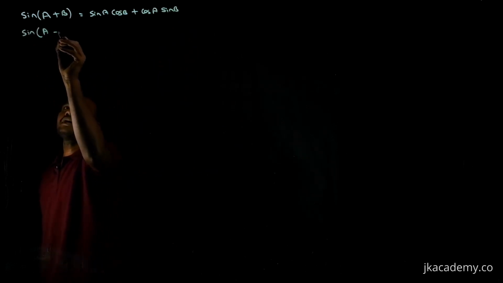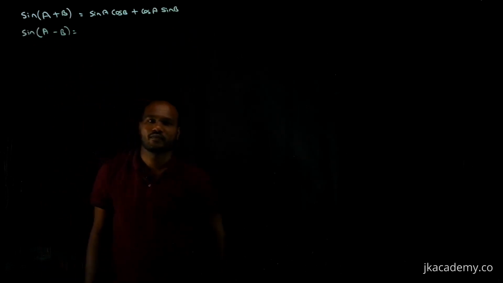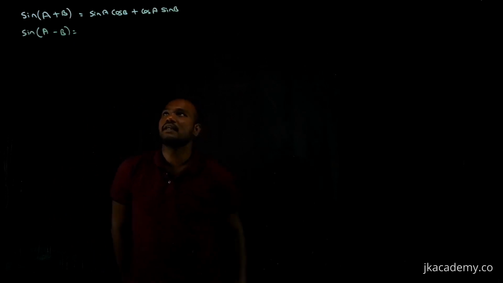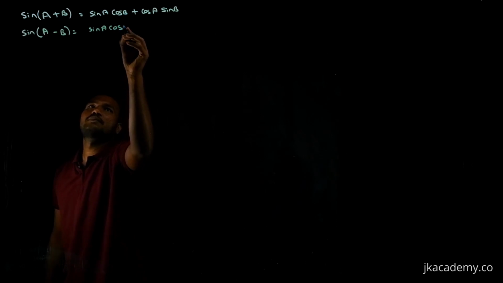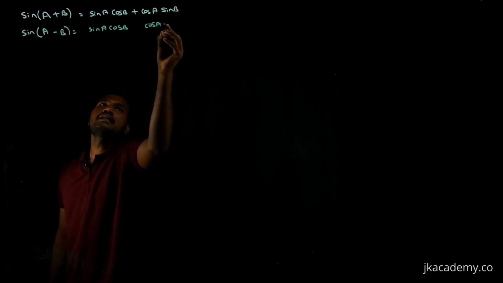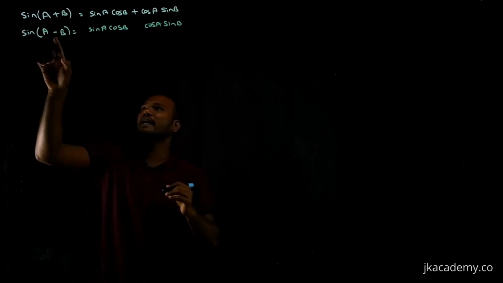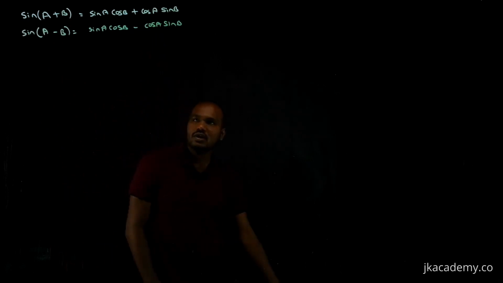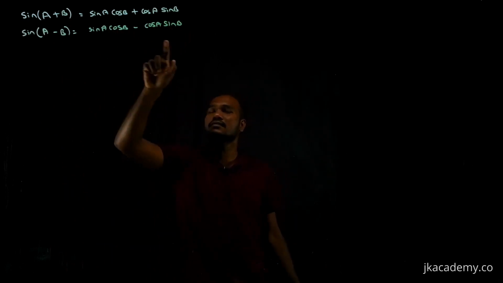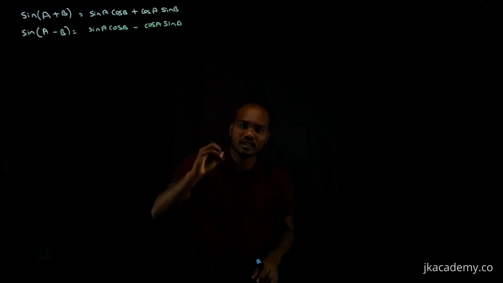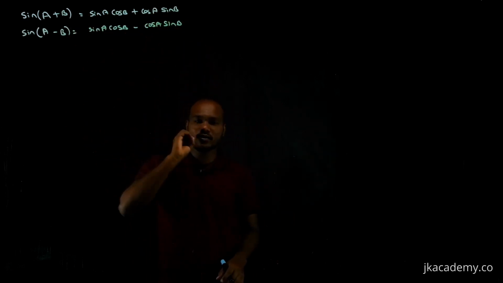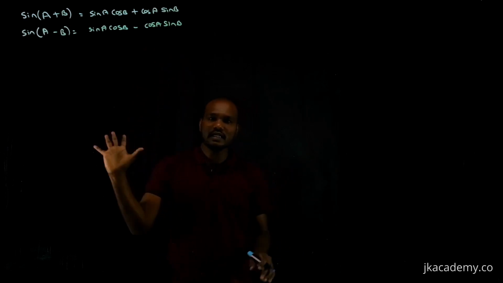Sin of A minus B. Listen, the same thing will repeat: sin A cos B, cos A sin B. But here there is a minus, so take minus. If you remember the first, the second is free. So pause the video, know the first formula, then only go to the second, then the third, then the next. Pause the video and learn it.